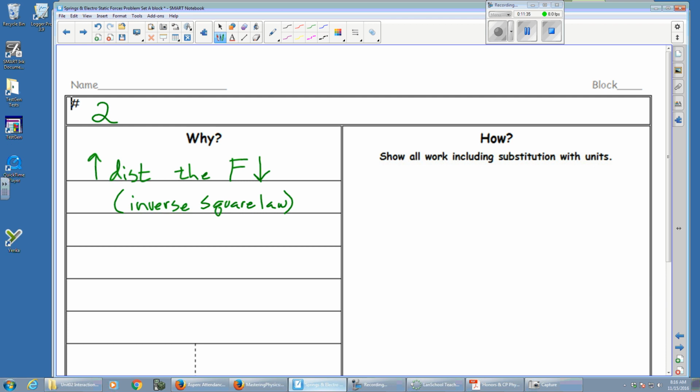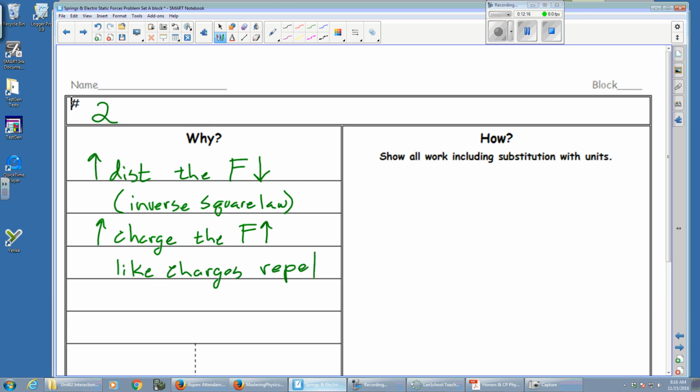No. What do you think, Lily? Does it ever go away? Excellent answer. What else affects the force? The amount of charge. So let's say as the charge goes up, what happens to the force? What does the force do? Goes up. And then we already said the other one, like charges repel.